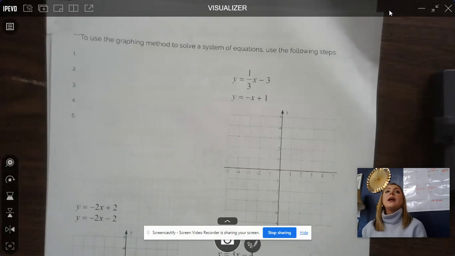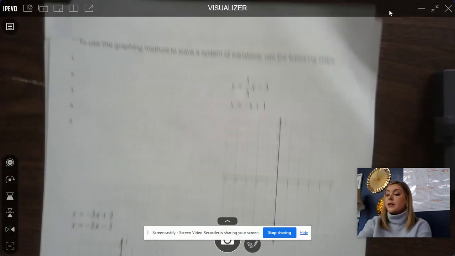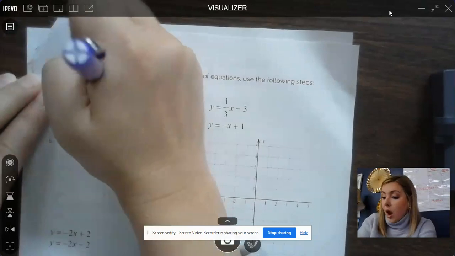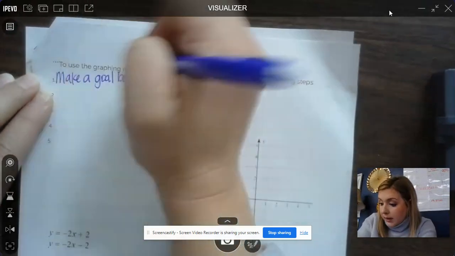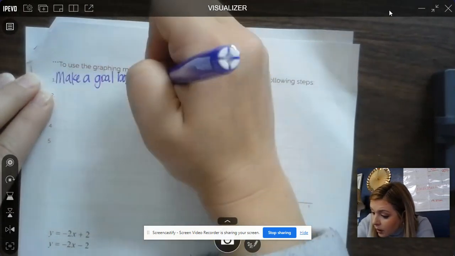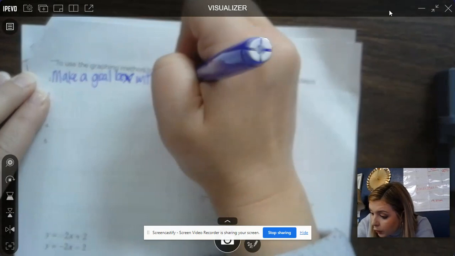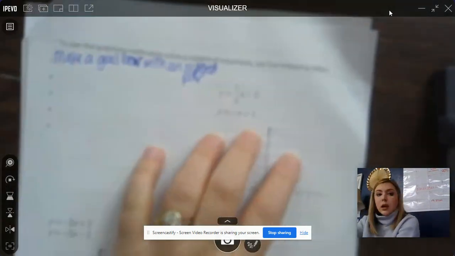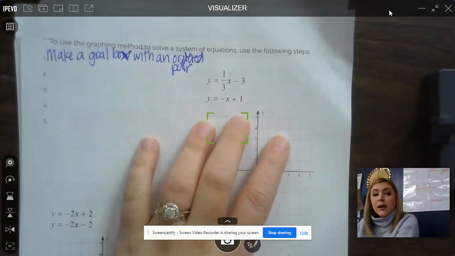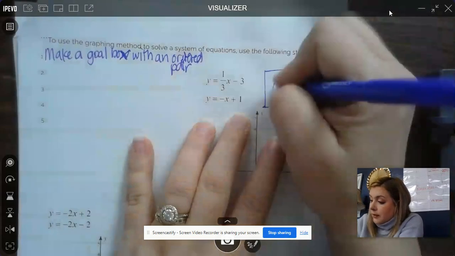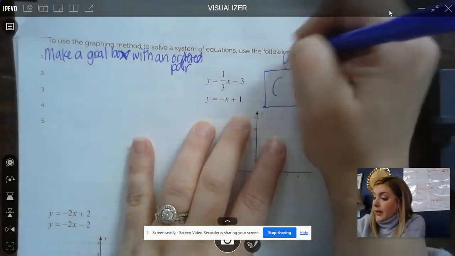So right now, we are writing our first step of criteria. I'm not letting you forget that it's an ordered pair. Your first step of criteria is going to be: make a goal box with an ordered pair. So quite literally, somewhere to the side, sorry, that got blurry. Make a goal box with an ordered pair. So quite literally, I'm going to make myself my answer box. I'm going to set up an ordered pair in it, and I'm going to write that that's the goal of the whole problem.